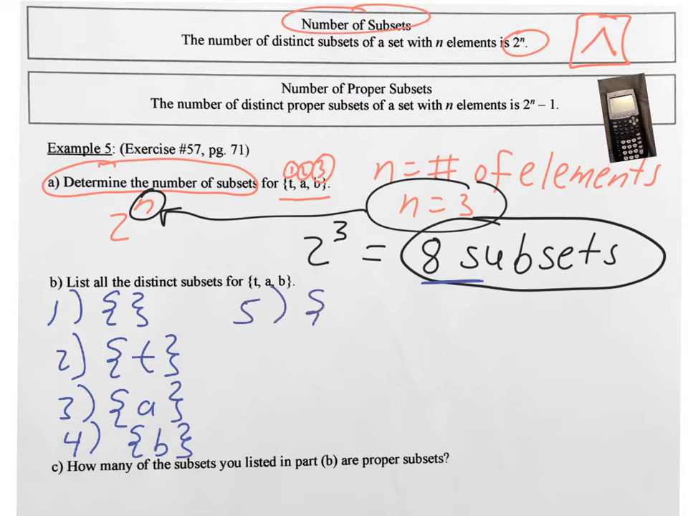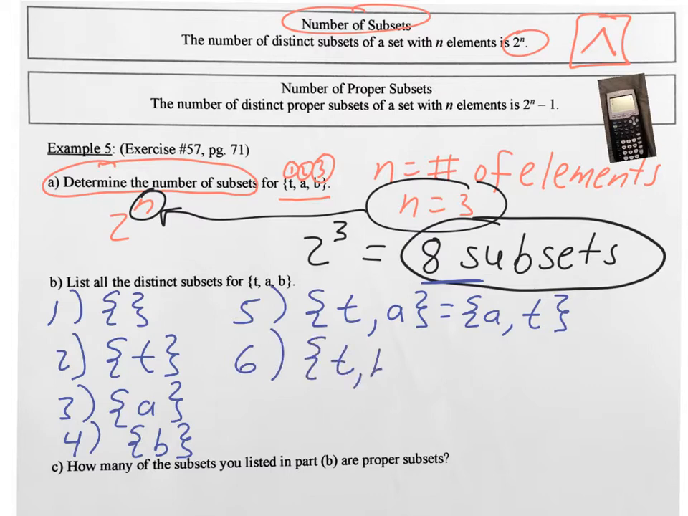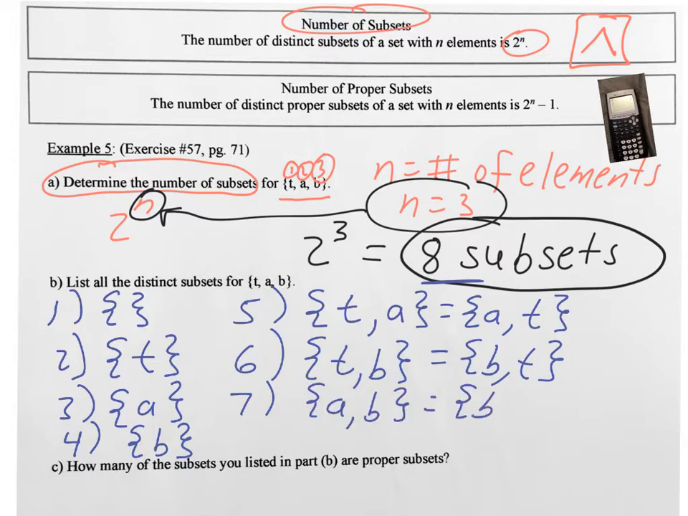Now we could look at 2 letters at a time. So T with A. And by the way, the order of those elements, remember, does not matter. So if you're saying AT, that's the same as TA. I don't want to double count that set. So TA, AT is referring to the same set. You could also pair up T with B. Or again, if you're saying BT, that's the same as TB. Or I could pair up A with B, or BA, same thing.